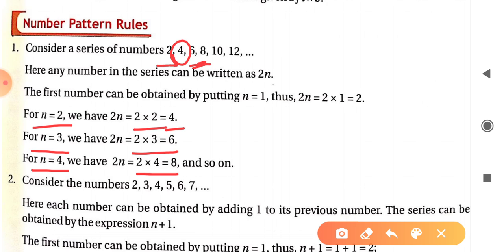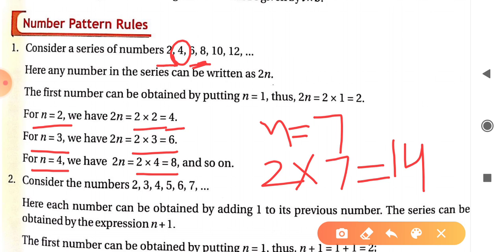Similarly, we can find any term, 5th, 6th, 7th and so on. If we have to find the 7th term, we put n equal to 7. Then it becomes 2 multiply 7 is equal to 14. So 14 is the 7th term of this number pattern.